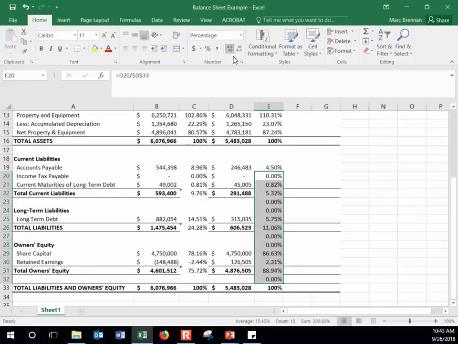Okay, I'll make them all percentages. And make sure you're doing it by hand once in a while as well to make sure you feel comfortable with the fact that you have to multiply by 100.